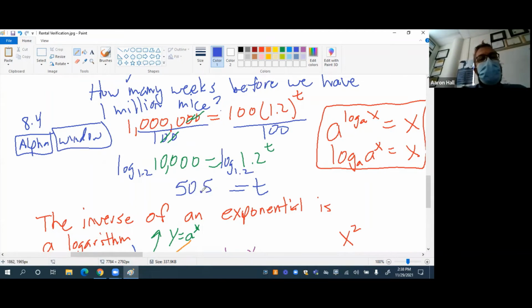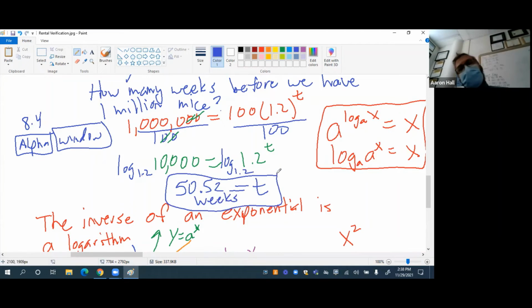50.52. Okay. What are my units? Yeah, this is how many weeks. My units are weeks. How long is a year? Isn't it 52? Do we have 52 weeks in a year? That's crazy. It would take under a year for a population of mice under ideal conditions to grow to be 1 million mice. That's crazy that they would grow that fast. Nice.